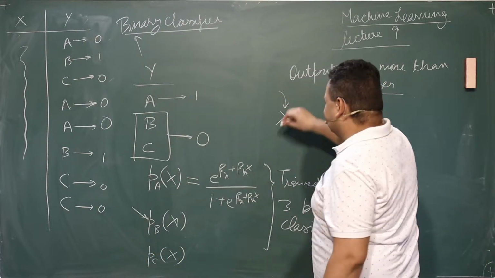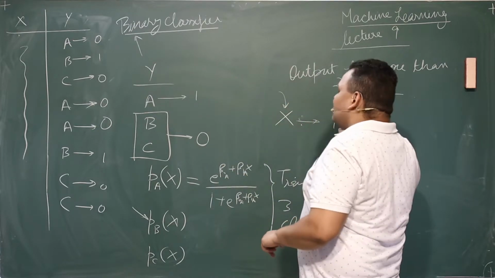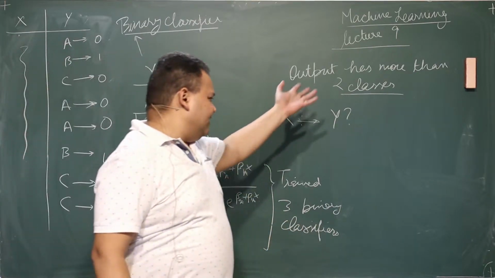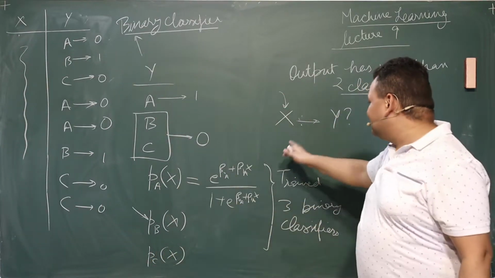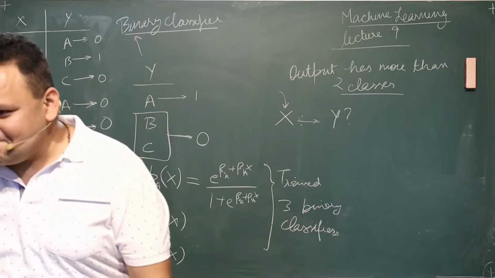If I have an unknown x, it's not an unknown x, an input x with an unknown y. How do I assign y to it? That is my goal. My machine learning algorithm is supposed to spit out the correct classification. So how do I do that?